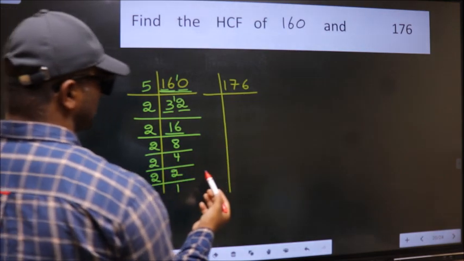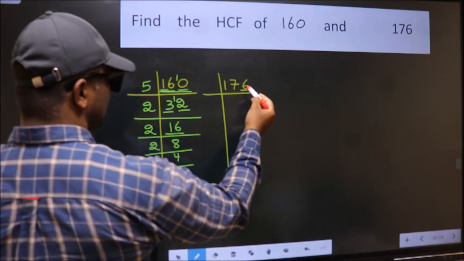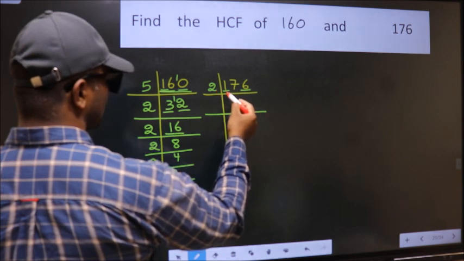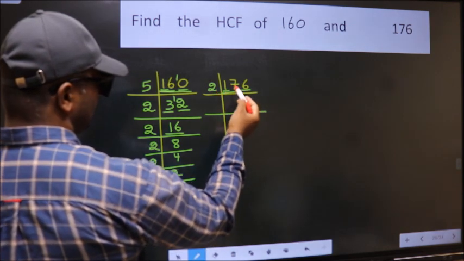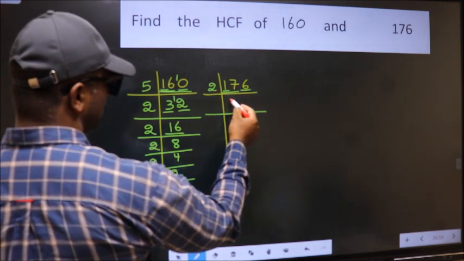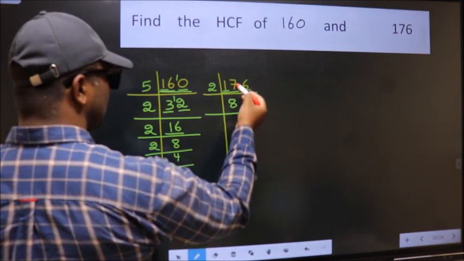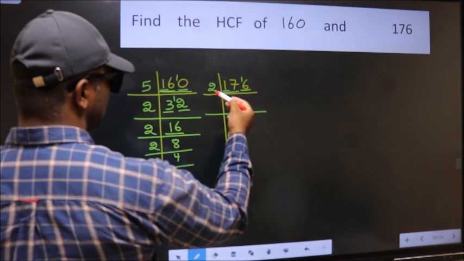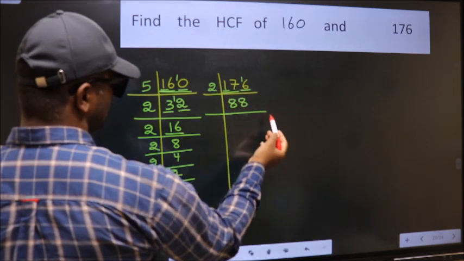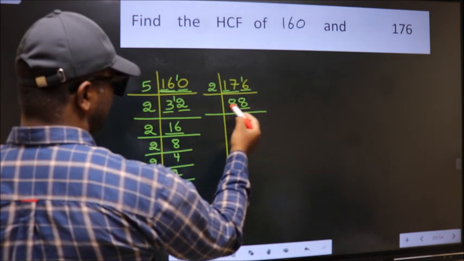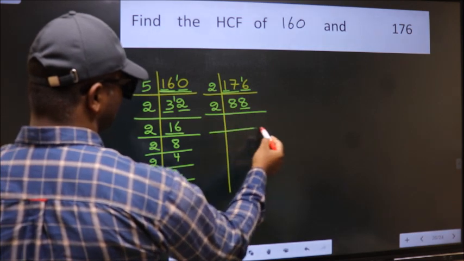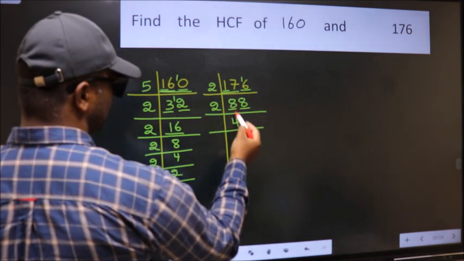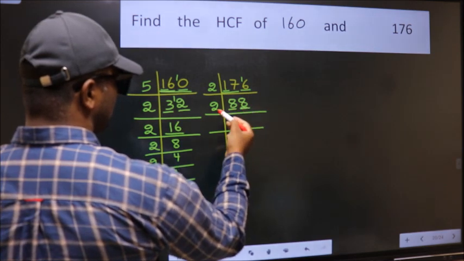The other number, last digit 6 is even, so take 2. First number 1 is smaller than 2, so take 2 numbers, 17. A number close to 17 in the 2 table is 2 8s 16. 17 minus 16, 1, carried forward 16. When do we get 16 in the 2 table? 2 8s 16. The last digit 8 is even, so take 2. First number 8, when do we get 8 in the 2 table? 2 4s 8. The other number 8, when do we get 8 in the 2 table? 2 4s 8.